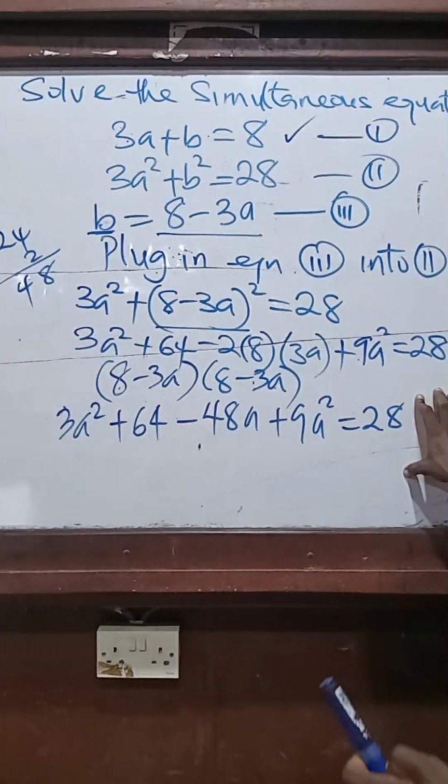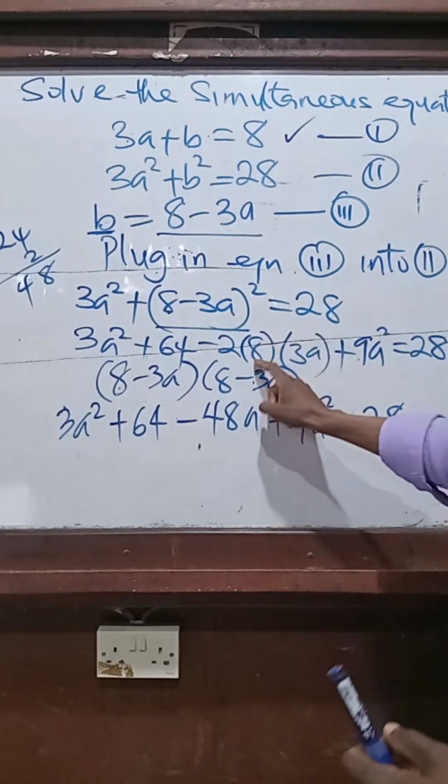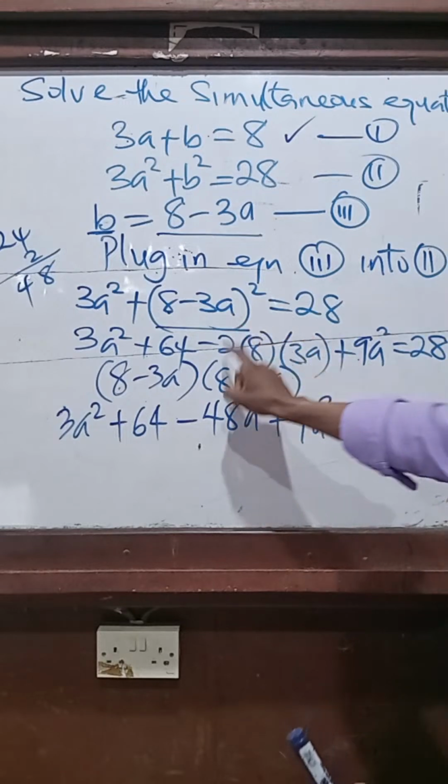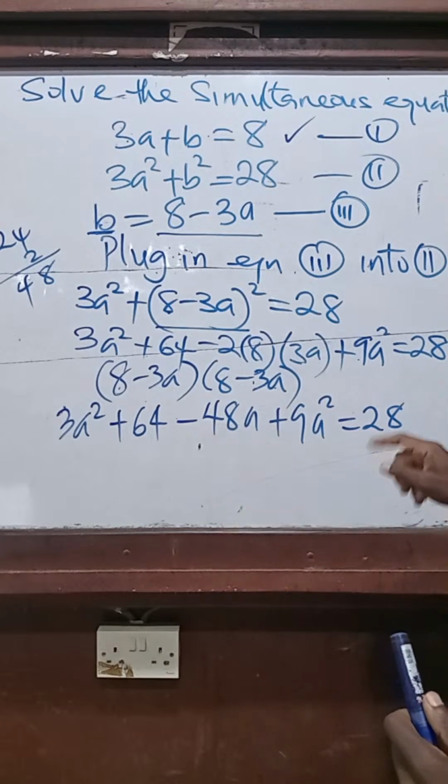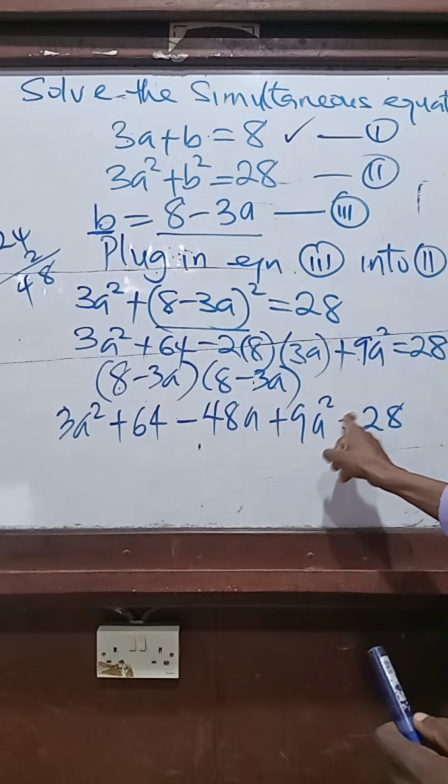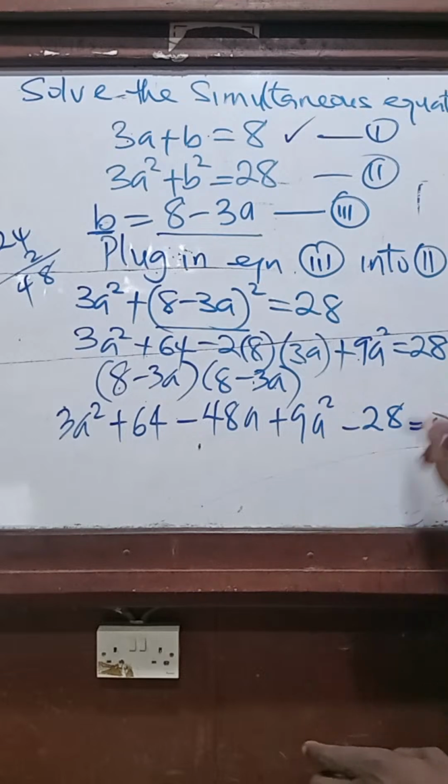So let's see where we stop. 8 times 3, that's 24, times 2, that's 48. Okay. We can move this 28 to the other side. That minus 28 equal to 0.